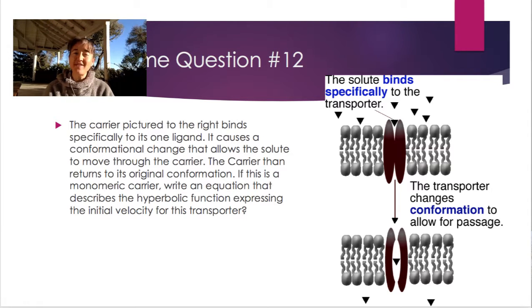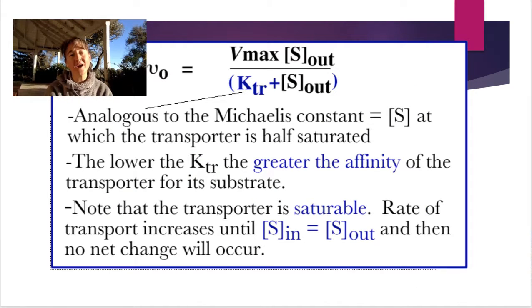So we talked about what the function would look like for that, and that it would be hyperbolic, and then I think you got to this notion that it's probably also described by something that looks a lot like the Michaelis-Menten equation. One big difference about it is that instead of the Km, we see a K transport, which is analogous to the Michaelis constant, and it does still describe the concentration of substrate at which the transporter is half saturated, or we could say the solute, whatever ligand that it is transporting from the outside to the inside.